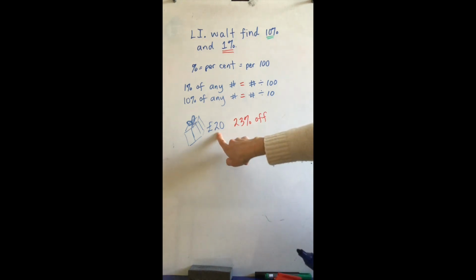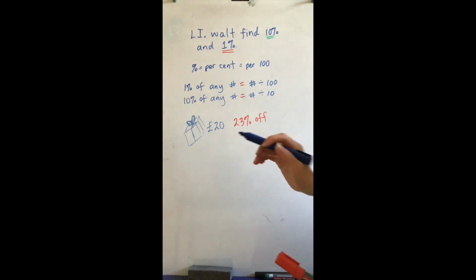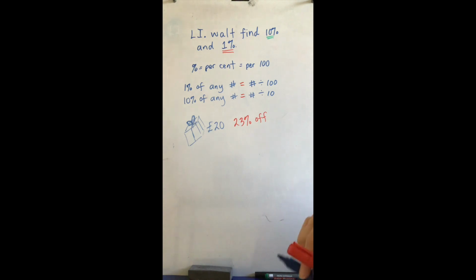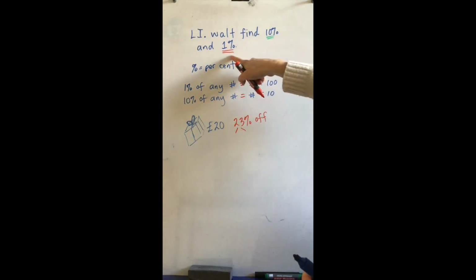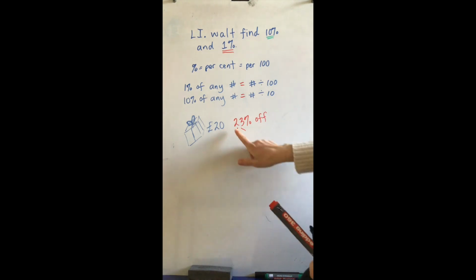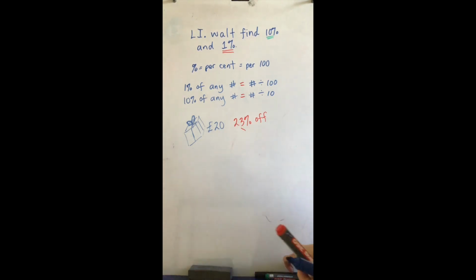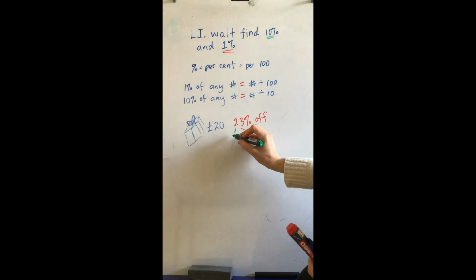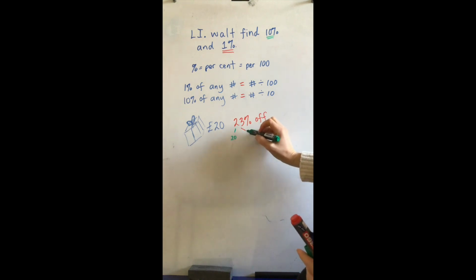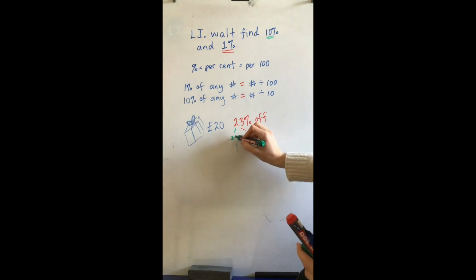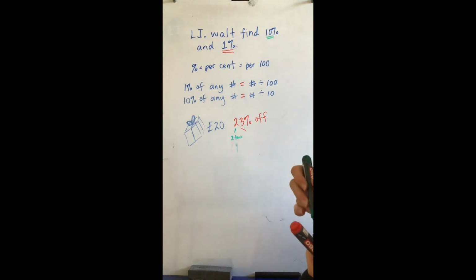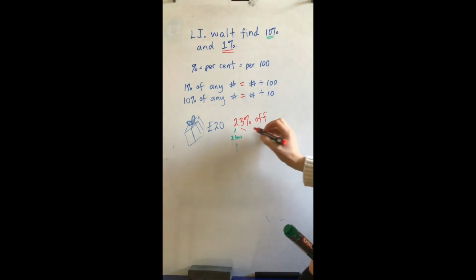Okay, so £20 gift, but it's 23% off. So let's partition this number again, because we know how to find 10% and 3%. So we'll split this into our 2 tens, or I'll write 2 tens, sorry, 2 tens and our 3 units.